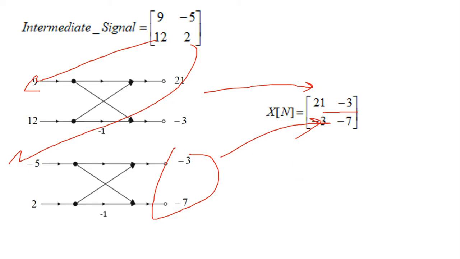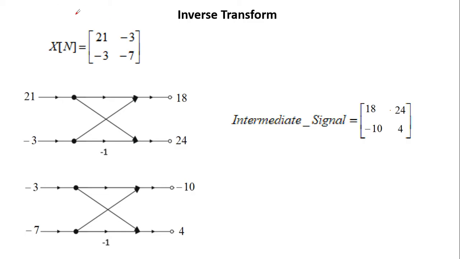Now this is our final value. Now we are doing the inverse transform. So for the inverse transform also we first take row wise. So 21 and minus 3, and minus 3 and minus 7, we are taking and the results are stored row wise.